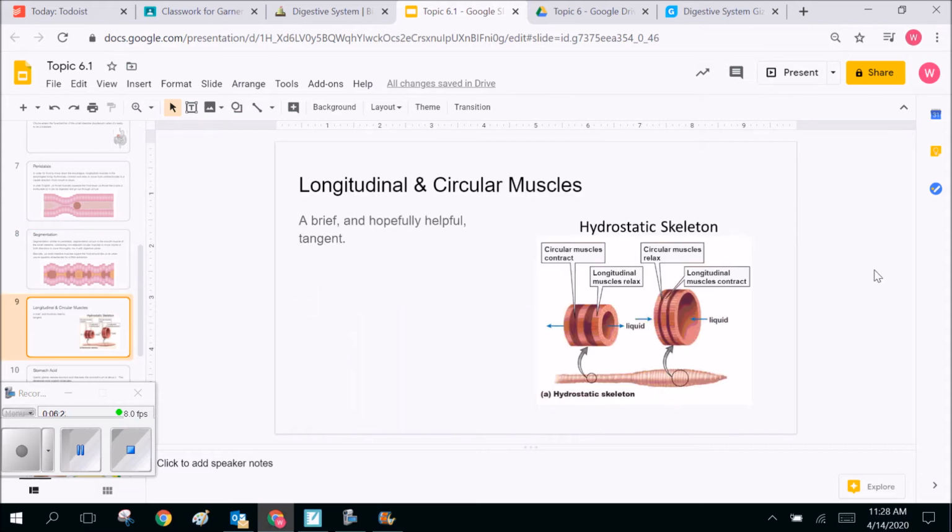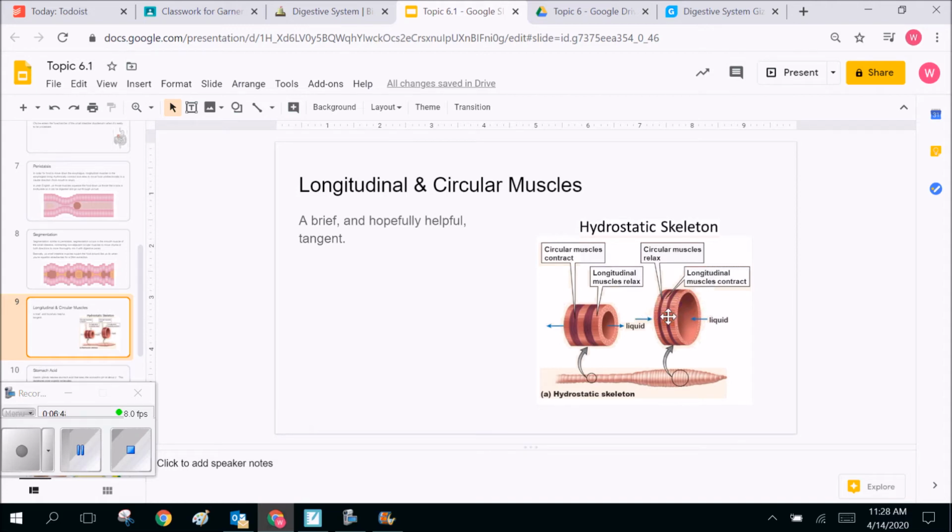Okay, so longitudinal and circular muscles. What did I mean by that? I just want to clarify that really quick before I move on. When I talk about longitudinal and circular muscles, what I'm talking about is the arrangement of muscles in these tubes, your esophagus and your small intestine. Circular muscles are going to go around the circumference of tubes like that in your body, and longitudinal muscles are going to span their length.